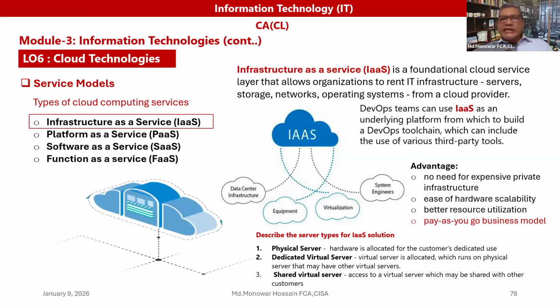So we can say infrastructure as a service is a fundamental cloud service layer that allows the organization to run IT infrastructure, such as servers, data storage, network, and operating activity, from a cloud provider.